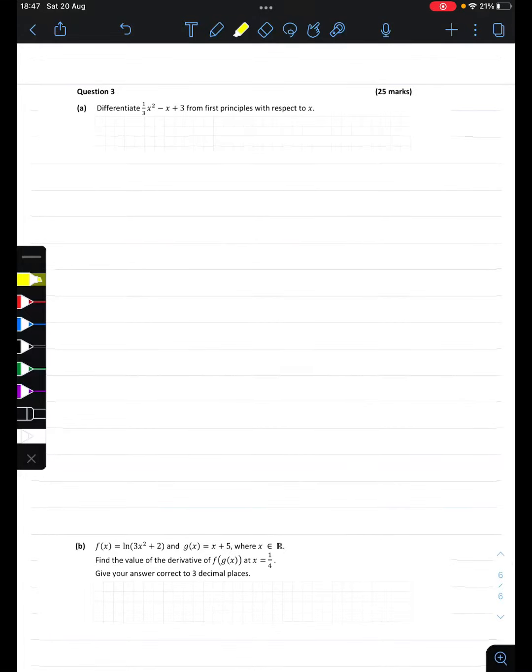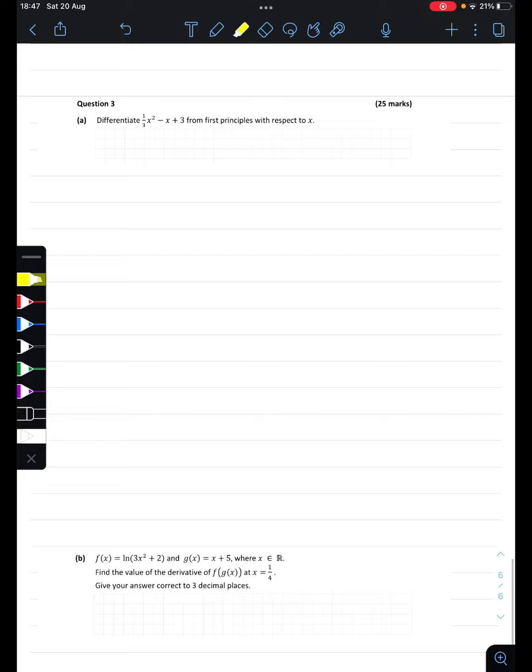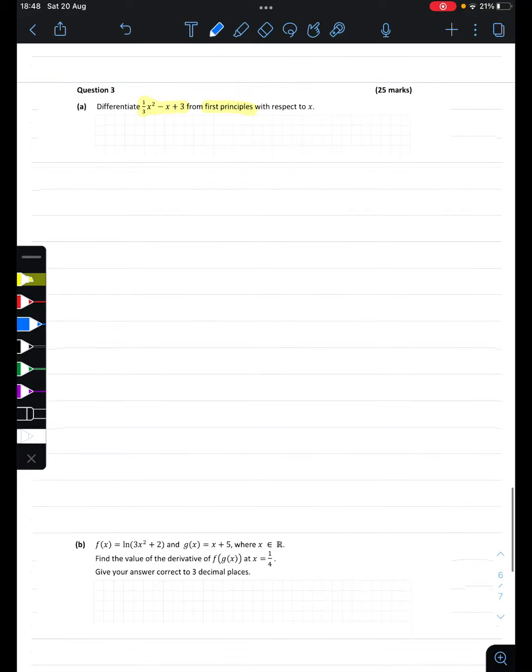Hi guys, so today we're going to take a look at question 3 of the 2017 exam paper 1. Okay, so we want to differentiate 1/3 x squared minus x plus 3 from first principles with respect to x.